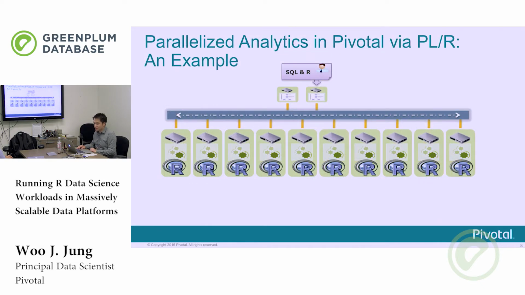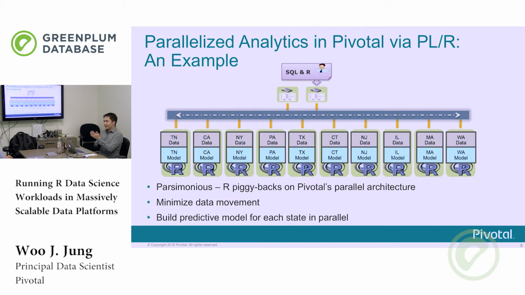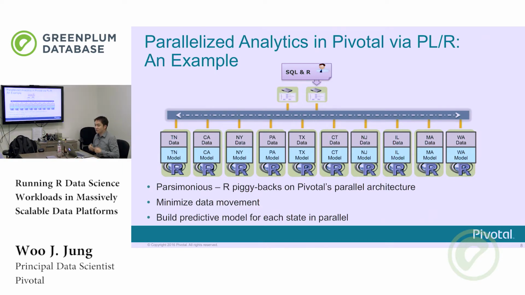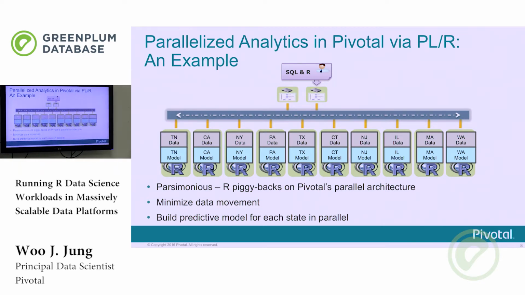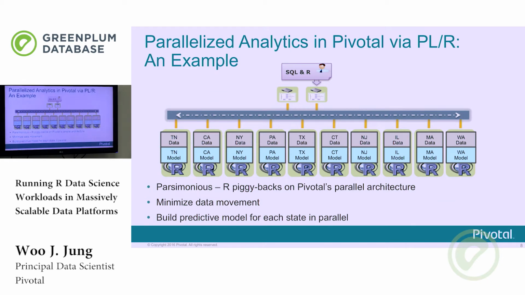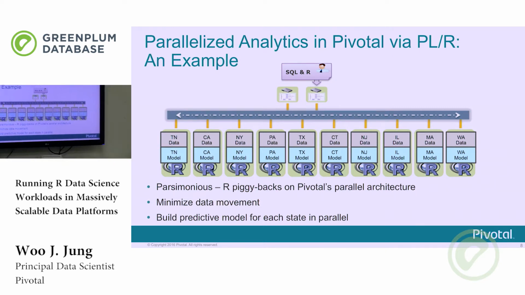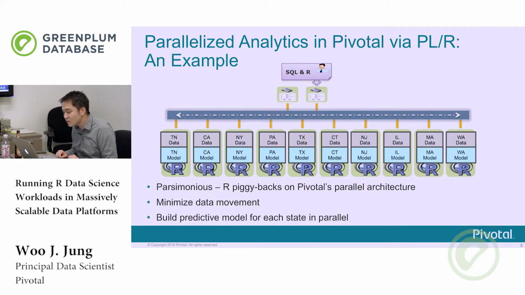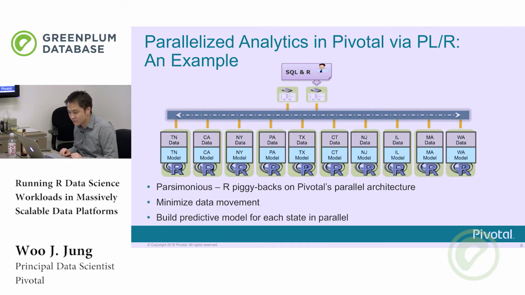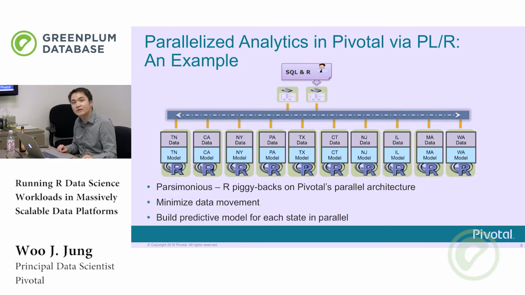Here's a very simple example, right? Let's say we have data for US states, and we have distributed on Greenplum by state. In segment 1, you'd have data for Tennessee. In segment 2, you'd have data for California. In segment 3, excuse me, you'd have data for New York, et cetera. What you could do with PL/R is build the model for Tennessee in the same node in which the Tennessee data lives, build a model for California in the same node in which the California data lives, and do this for all the states.